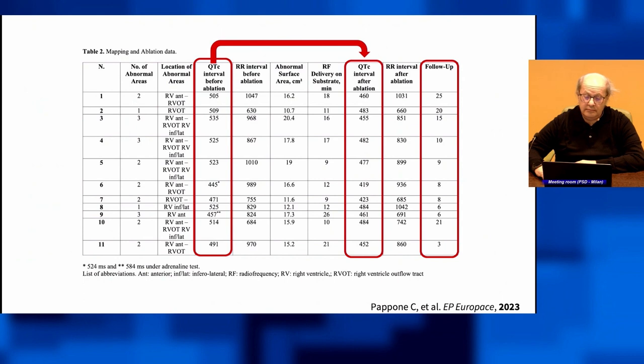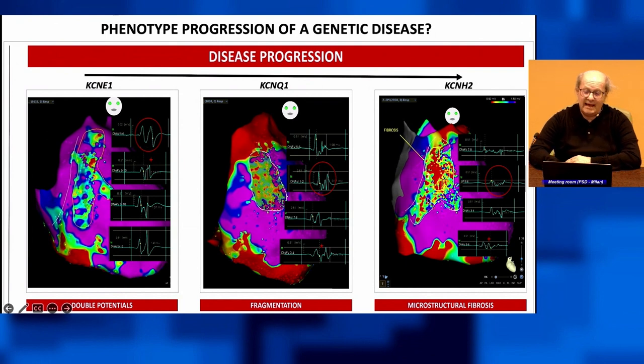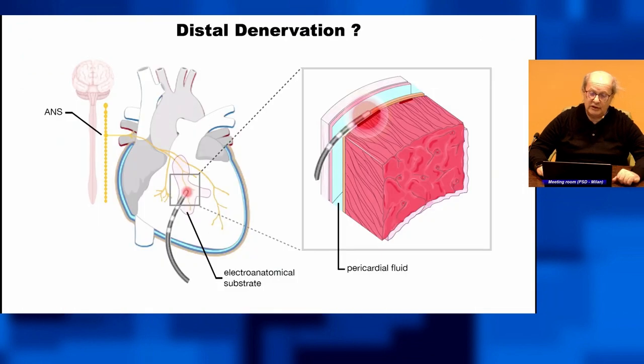And surprising us, all of these patients had a reduction in the QT. But this slide is extremely important, showing that in long QT, the substrate can have different levels of progression. In our 30 patients, we discovered a very simple double potential substrate, a more advanced substrate with more detailed fragmentation, and at the end we had fibrosis. All these progressions have been associated with very typical genetic codification. All these patients have the typical genetic mutation of long QT.